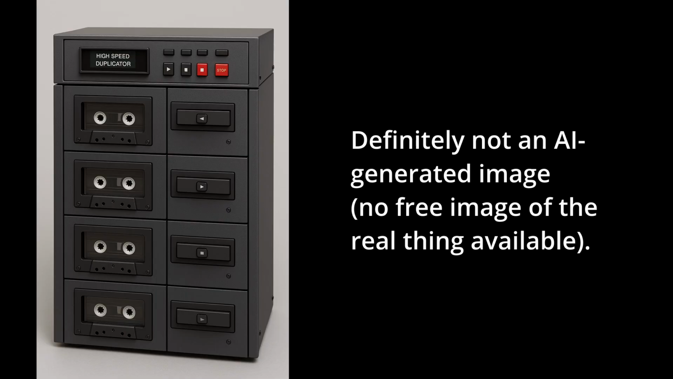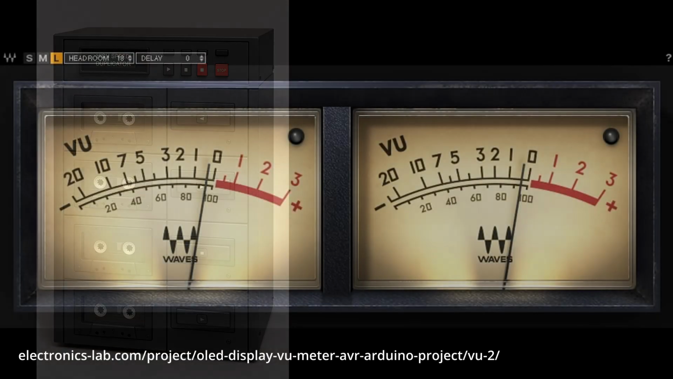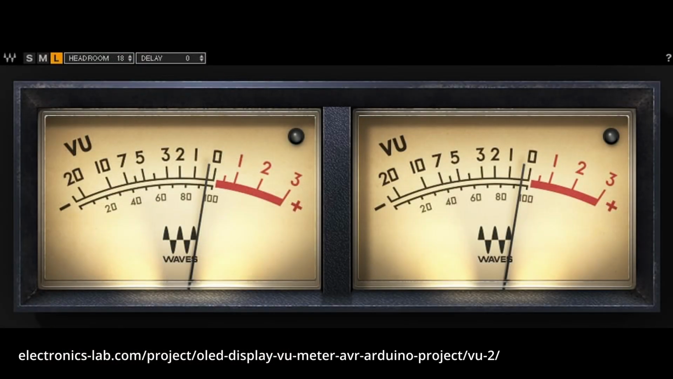And last but not least, I want to talk about the venerable volume unit, or VU meter, and these were used to monitor the level that was being recorded on the tape. And if you look at it, you see that we have a point near the top end called 0 dB, and to the left we have negative numbers, and to the right into the red we have positive numbers, and it goes up to plus 3 dB.